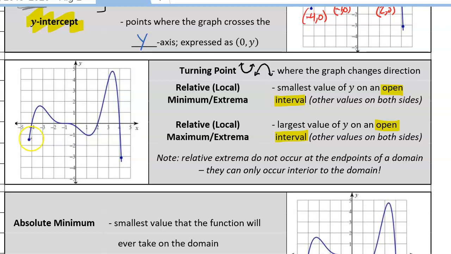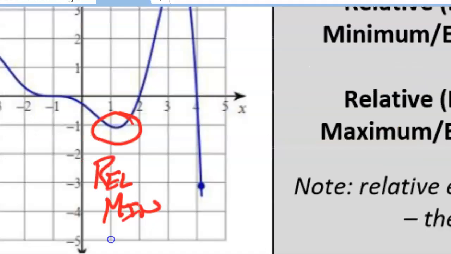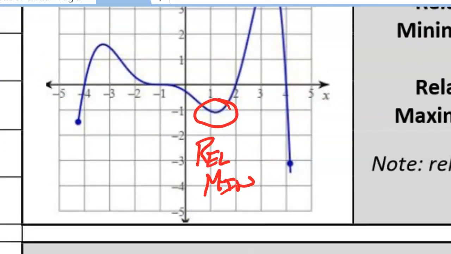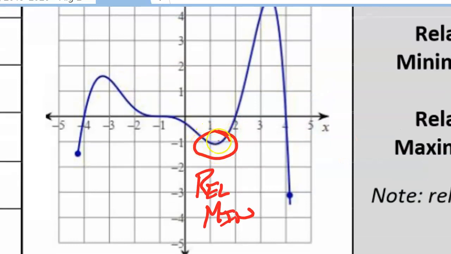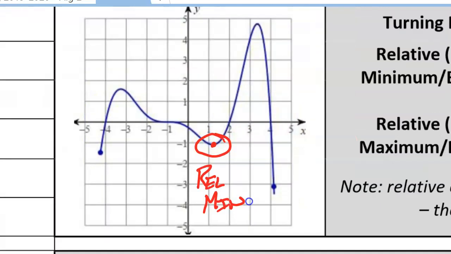We see here, if I'm tracing along, here looks like a low point. So this is a relative or local minimum. It is the smallest point in this region. If I were to zoom in, it's not the smallest point overall, but in this general region, it is in fact the smallest point.